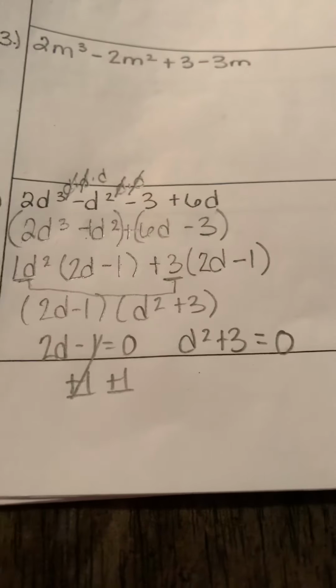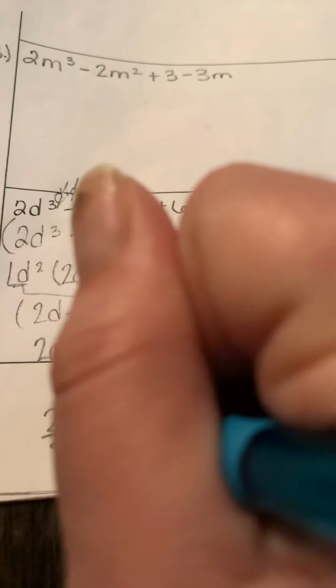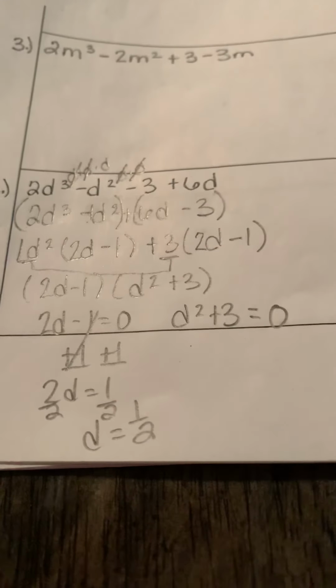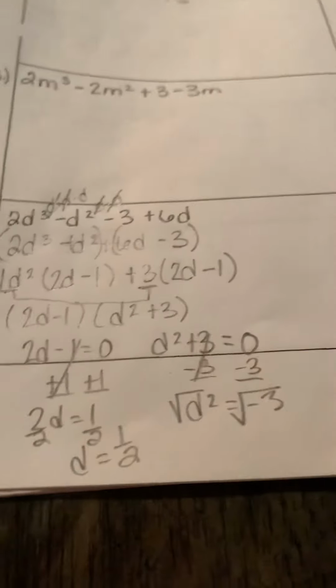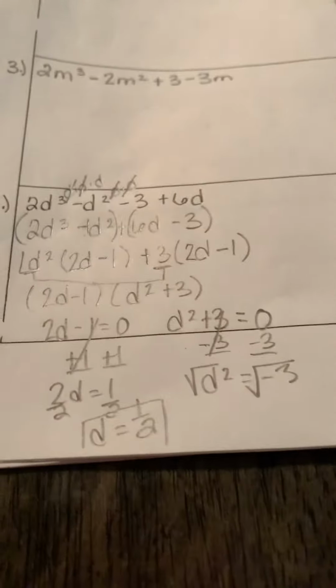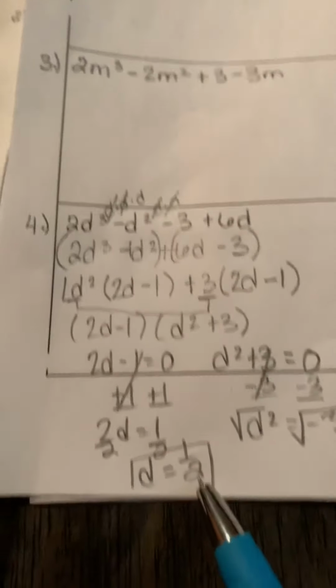So if I add 1 to both sides, I've got 2d is equal to 1. Divide both sides by 2. So d is equal to 1/2. So this will cross the x-axis at 1/2. Then subtract 3. D squared is equal to negative 3. We cannot take the square root of a negative number. So our only factor then is the 2d minus 1, and it crosses the x-axis at 1/2.